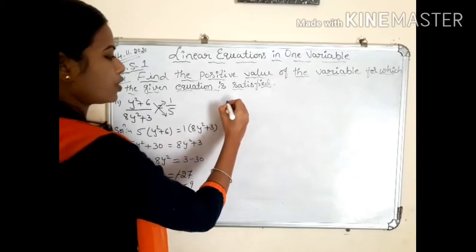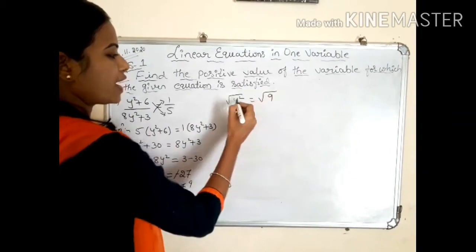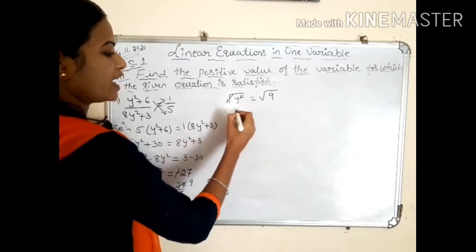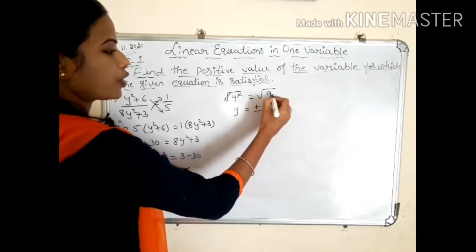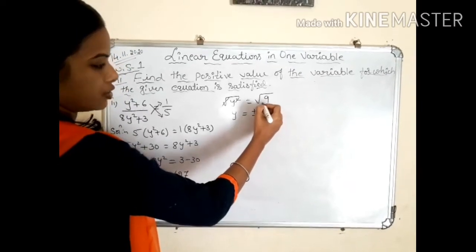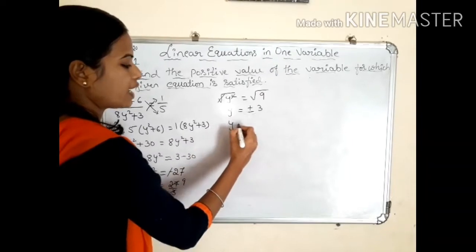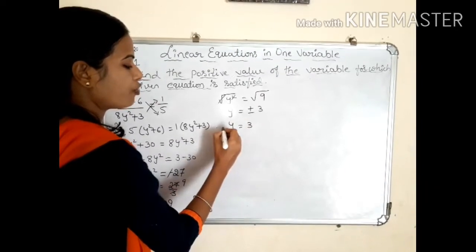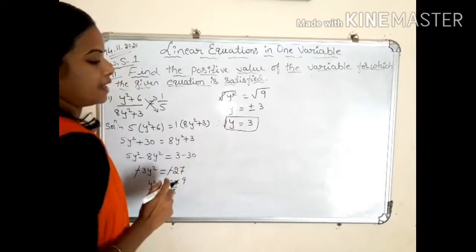Take square root on both sides. √(y²) is equal to √9. Square and square root get cancelled. y is equal to plus or minus 3. Square root of 9 is 3, 3 threes are 9. Only you need the positive value. Therefore, y value is equal to, consider only plus 3.